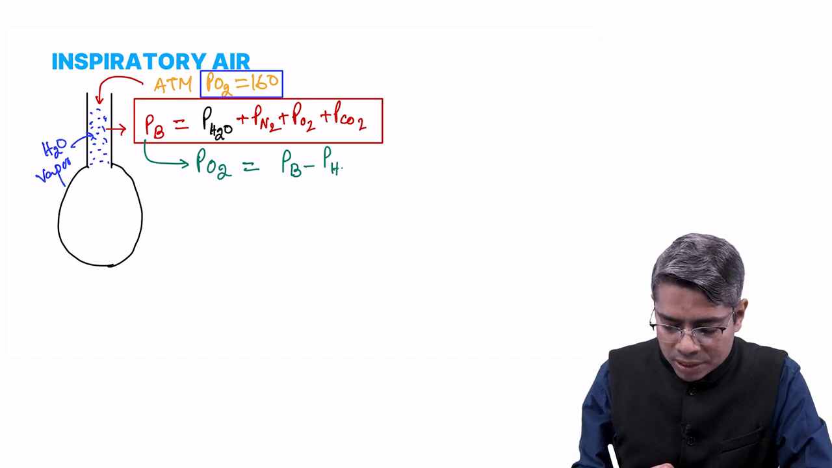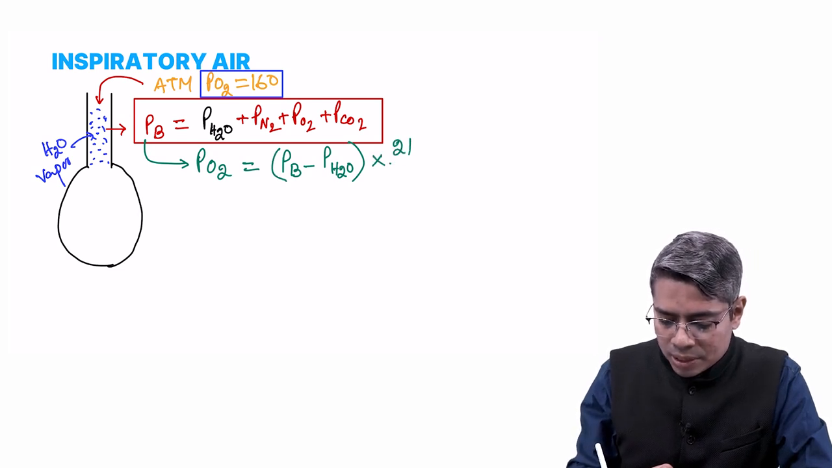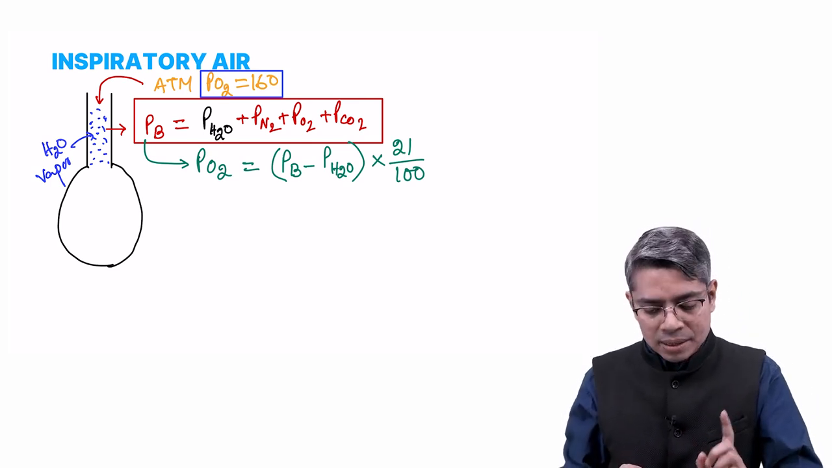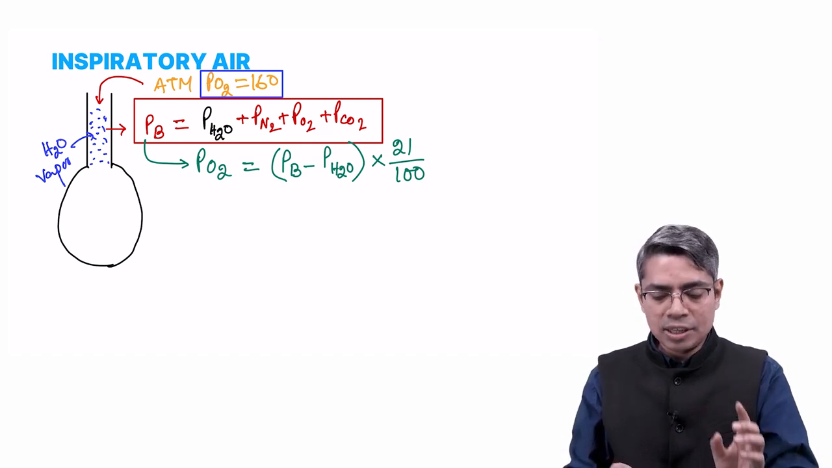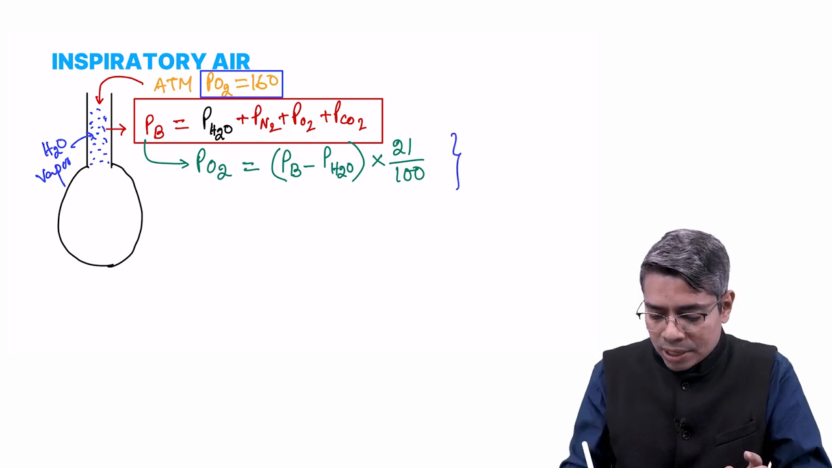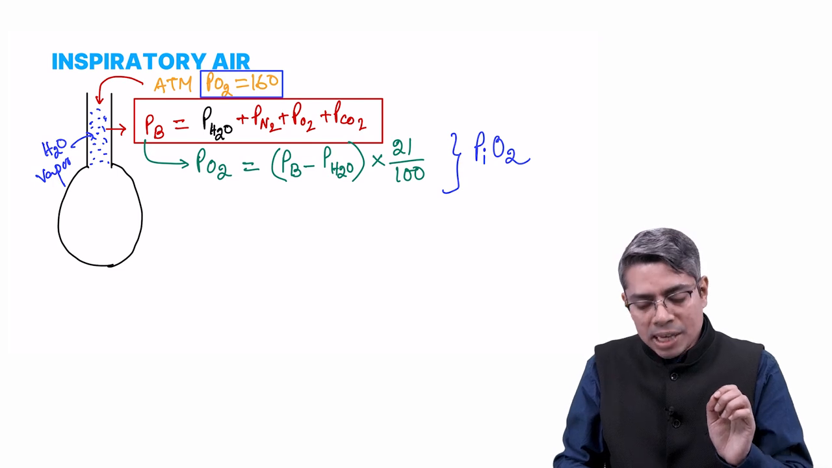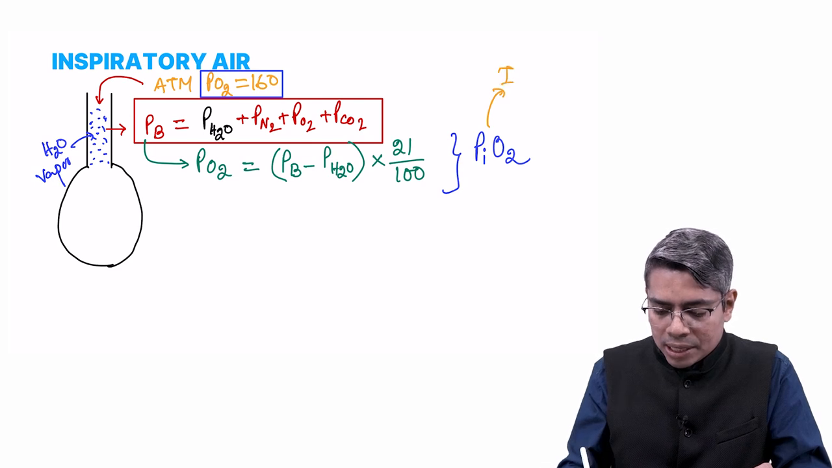Now the water vapor has been added. So I am subtracting the partial pressure of water multiplied by the percentage of oxygen in the normal atmospheric gas. If I use this formula, it will give you the partial pressure of oxygen at the level of the conducting zone, and this value is known as the partial pressure of oxygen in the inspiratory air, PiO2. What is PiO2? PiO2 is the partial pressure of oxygen in the inspiratory air.